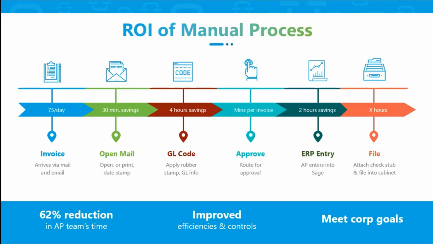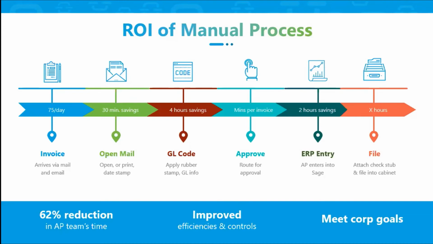So for them, their manual business process looked like this. They had invoices coming into the organization via email and via mail, and they were processing about 75 invoices a day. So the first step was they either opened the email, or actually printed it if it was coming in from email, or opened it if it was from the US mail. Sorry, I think I got those all jumbled up.